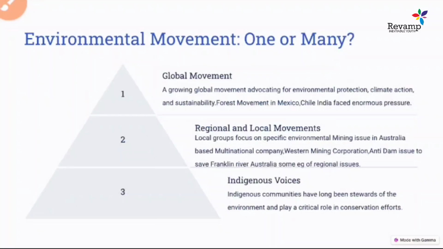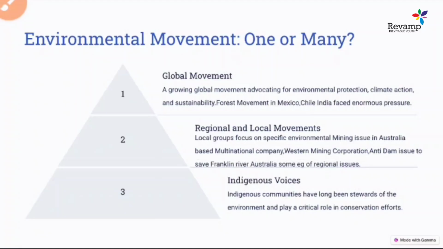Now let's come to the next slide. The environmental movement: one or many. It led to a lot of global movements and a lot of regional movements, because environmental concern is not for one. Different platforms start with different movements. Like global movements, we all know that different countries like Mexico, Chile, and India faced enormous pressure, and a lot of sustainability issues were there. So they started a lot of global movements for the safeguarding of their environment, and a lot of regional and local movements were also started, because a lot of states are also dealing with these issues.